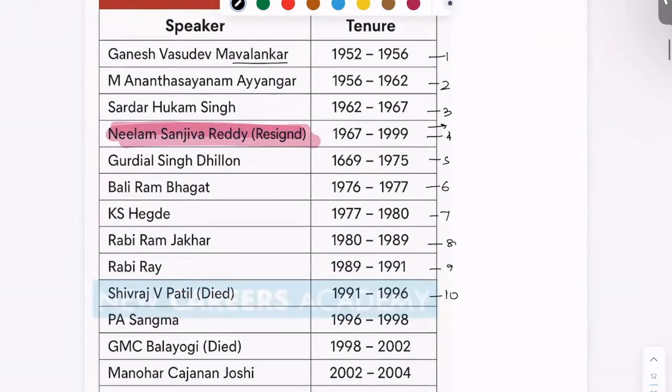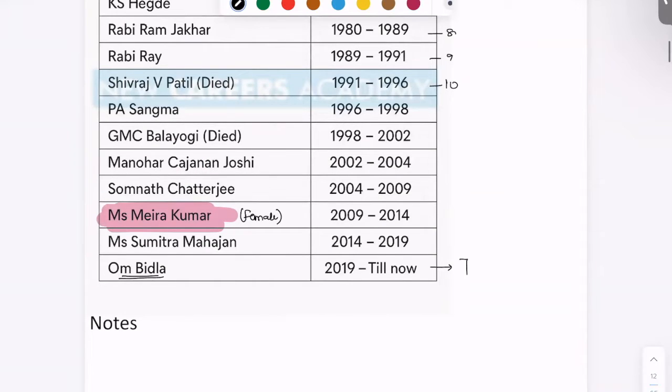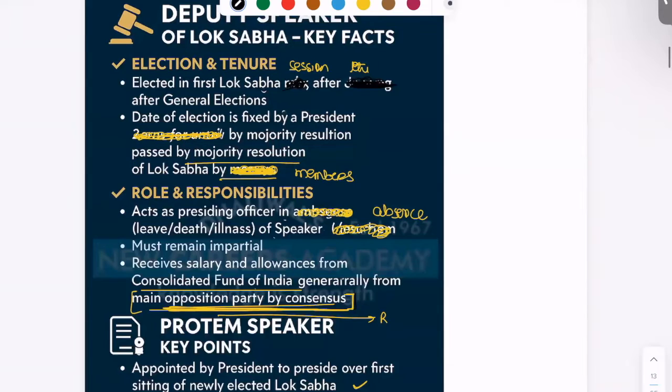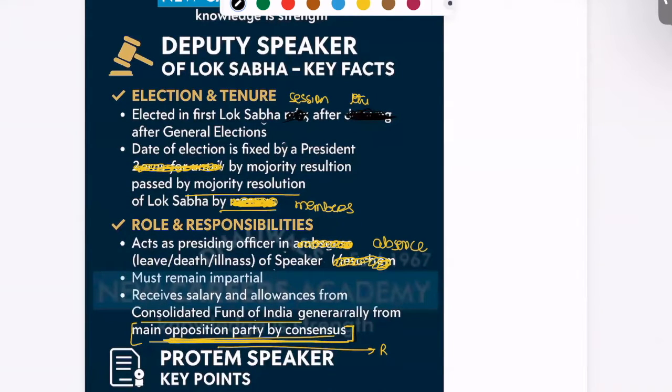Speakers of Lok Sabha. Who's the present speaker? Om Birla. The first female speaker? Meira Kumar. Deputy Speaker of Lok Sabha. The Deputy Speaker of Lok Sabha generally comes from the opposition. Is it clear? It was not initially the norm.